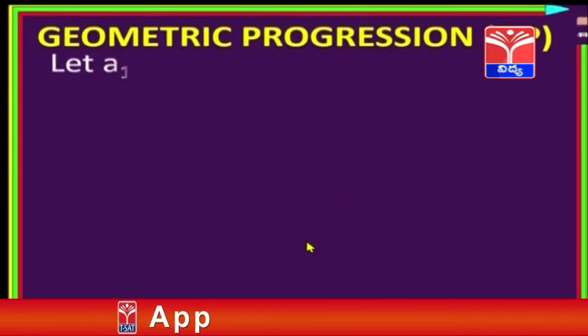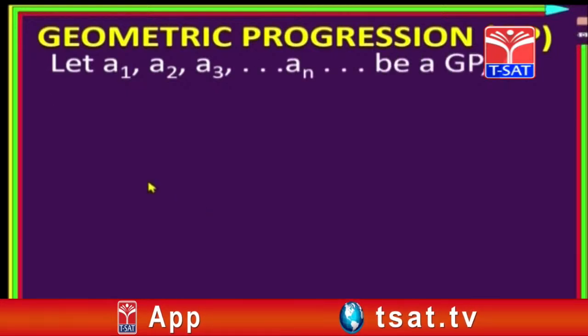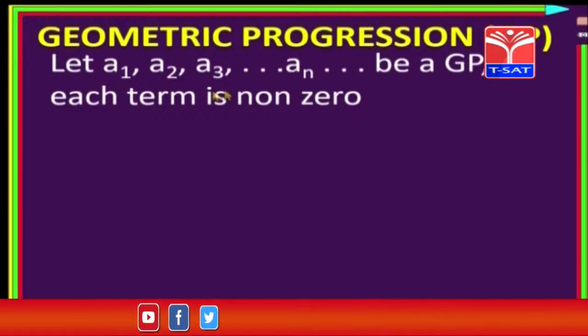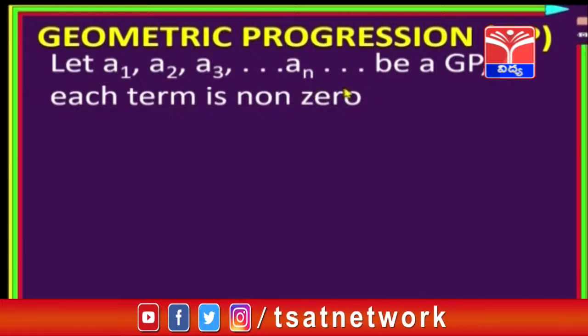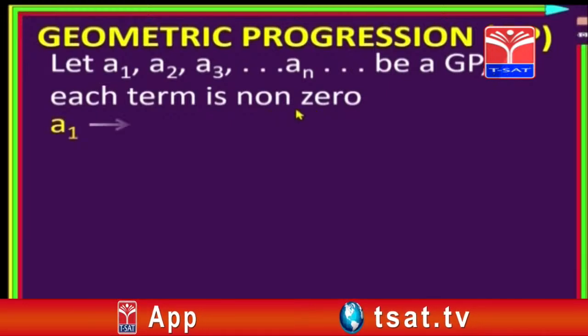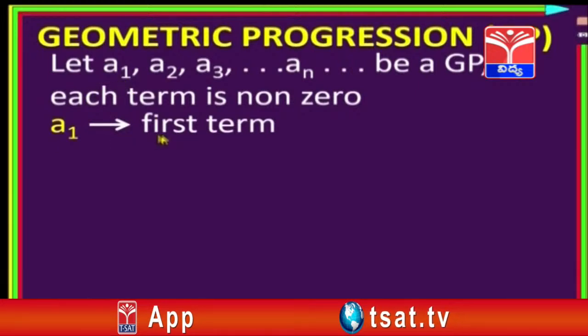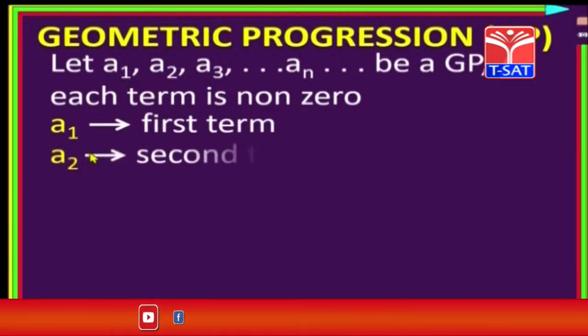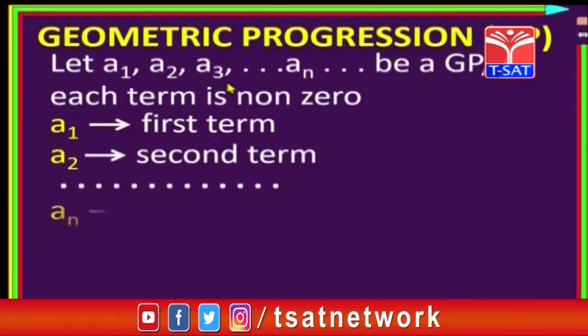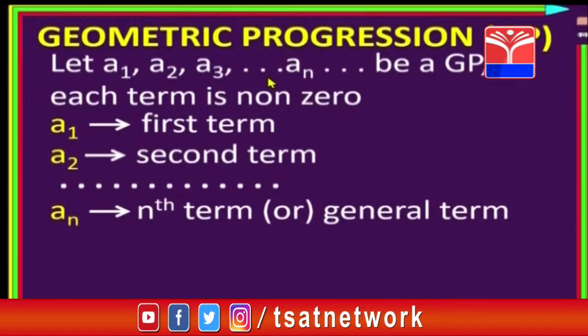So let us see the terms of a geometric progression. Here a1, a2, a3, and so on, an, and so on, is a GP if each term is non-zero. Why is it non-zero? Okay, I will explain. Here a1 is called the first term, a2 is called the second term, a3 is the third term, and so on. an is called the nth term or general term.